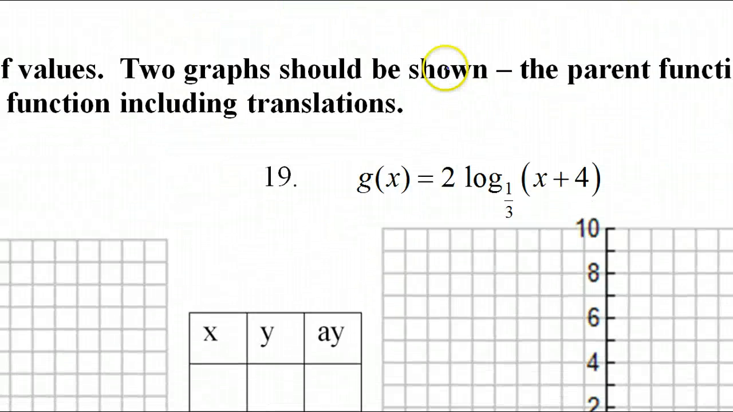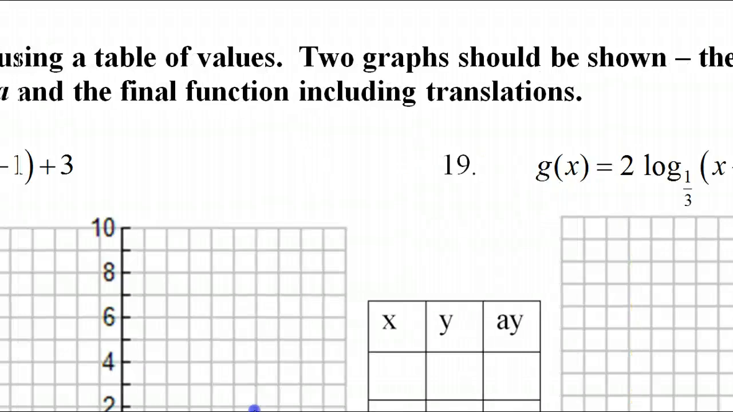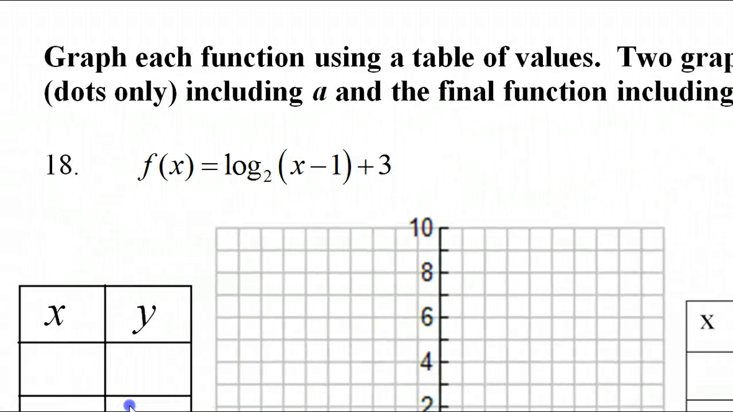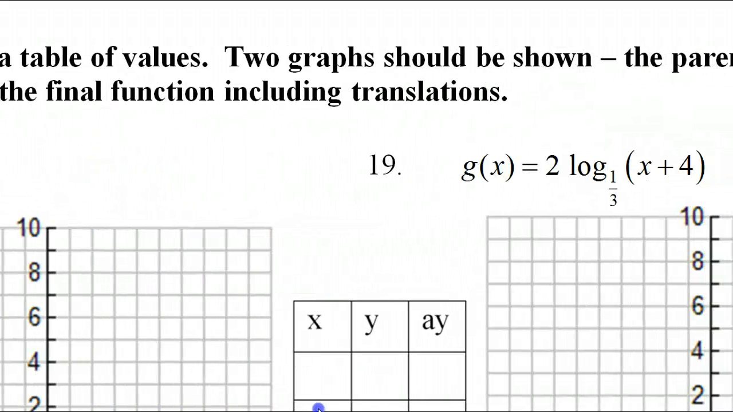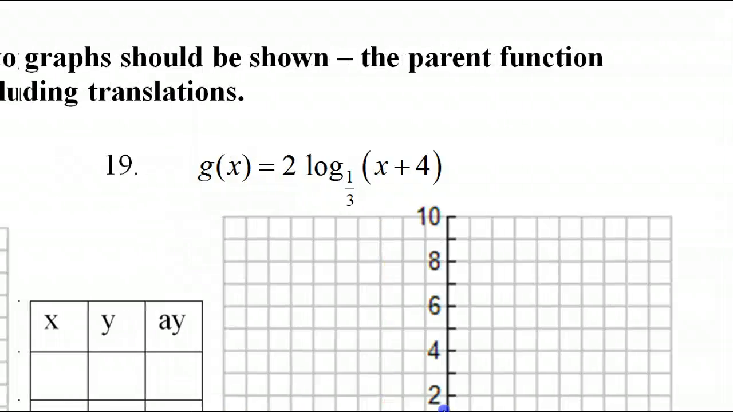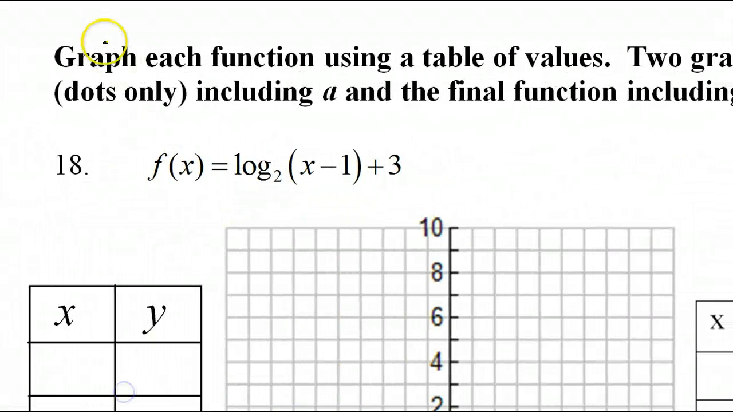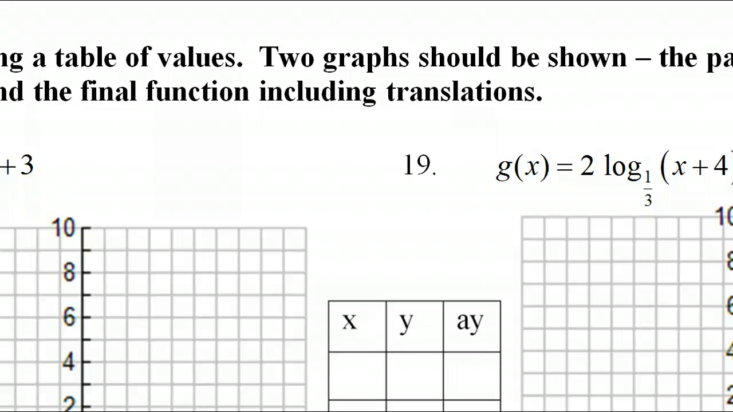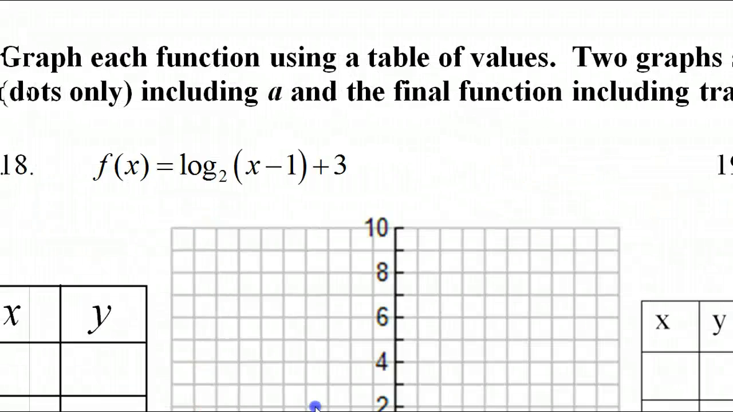Where's 18? Bring it to me on a platter. Graph each function using a table of values. Two graphs should be shown: the parent function, dots only, including the A, and then the final function, including any translations.